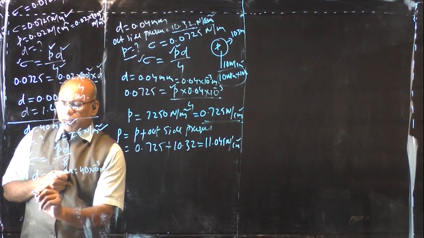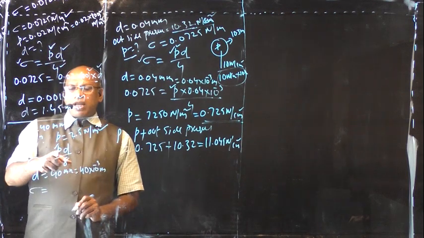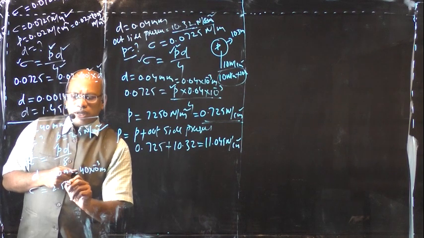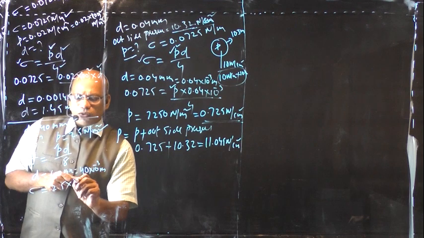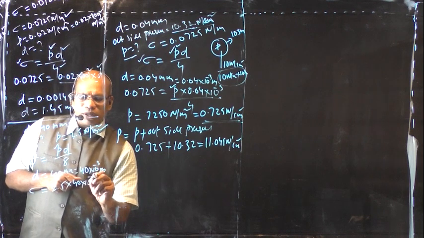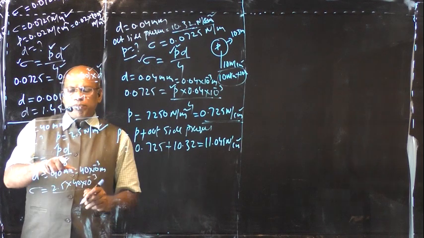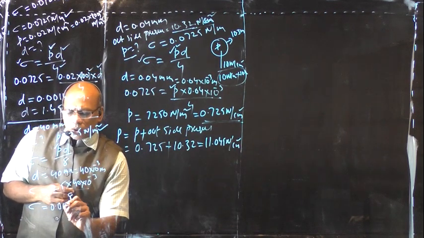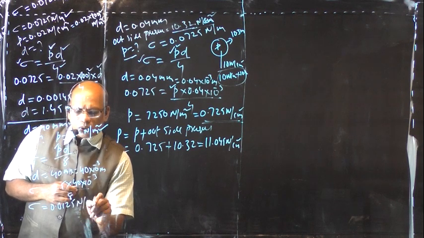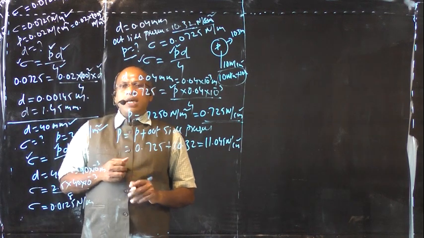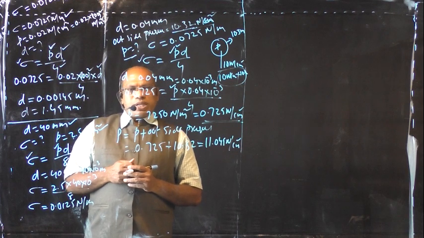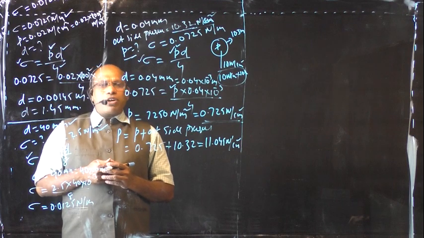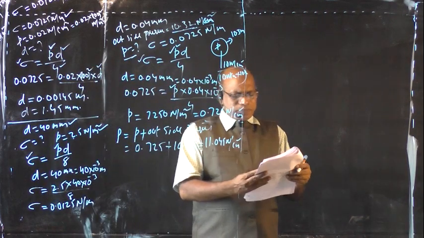Therefore surface tension sigma equal to, what is the P value? 2.5 Newton per meter square into D, that is 40 into 10 power minus 3 divided by 8. Therefore sigma equal to 0.0125 Newton per meter. Right? These are the problems related to the surface tension. Now we are going to discuss some problems related to capillarity. Please note down the problem.